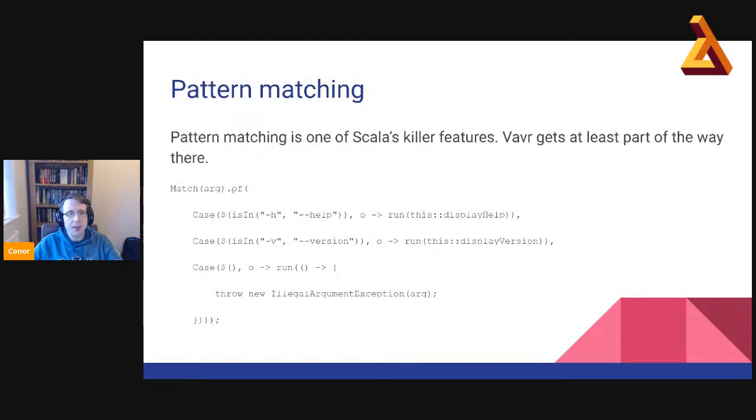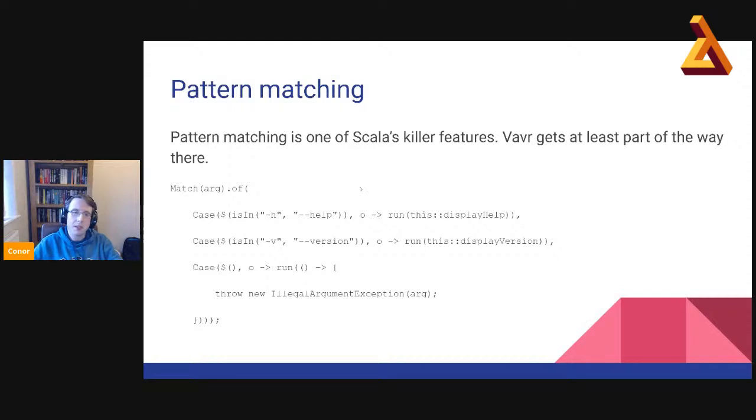If I want to match some argument, you do Match(arg).of, and then you have to list out your cases like this. Case is a function, I believe, and this dollar is also a function. Then you have a whole bunch of matchers that you can use, like isIn for a sequence of things. When that case is matched, it does this. This Run is, I think, just a way of deferring the result rather than doing it right away. And this is the base case if you don't match anything. So it does work. I haven't used this in a lot of detail, but in my testing it does seem to work okay.